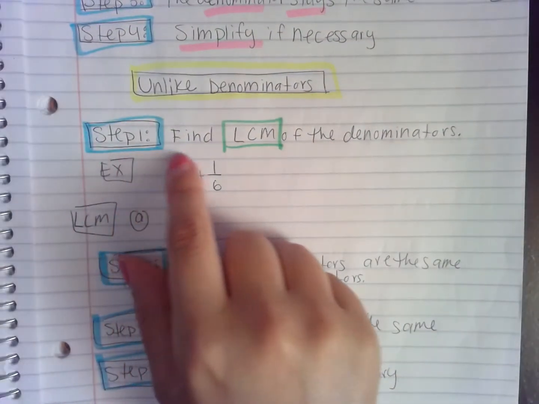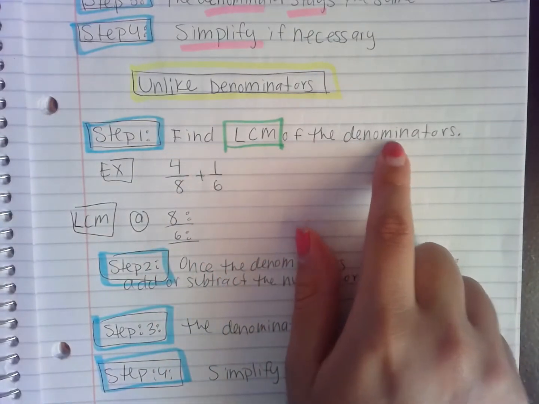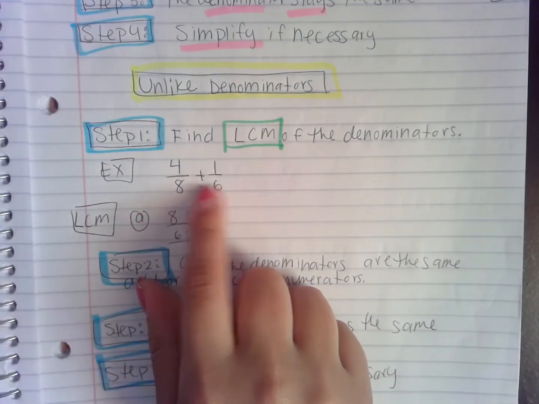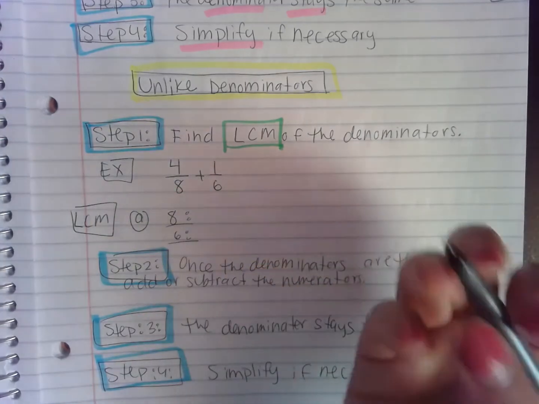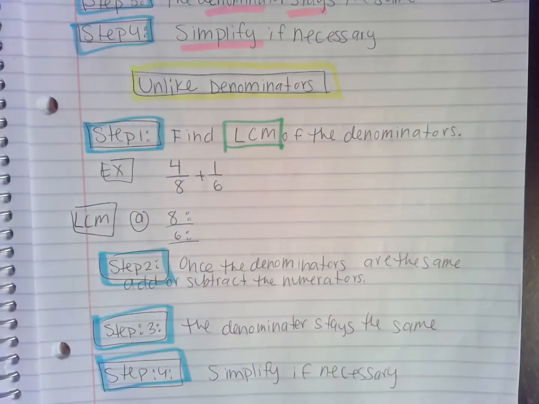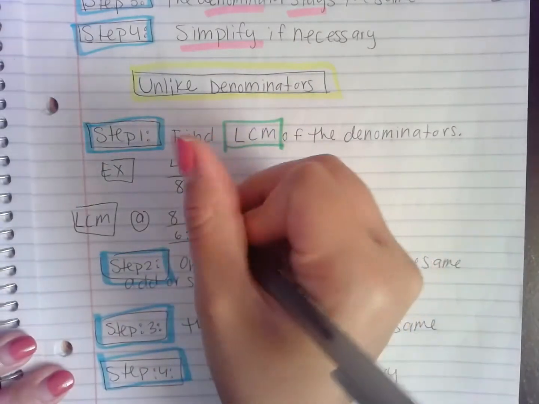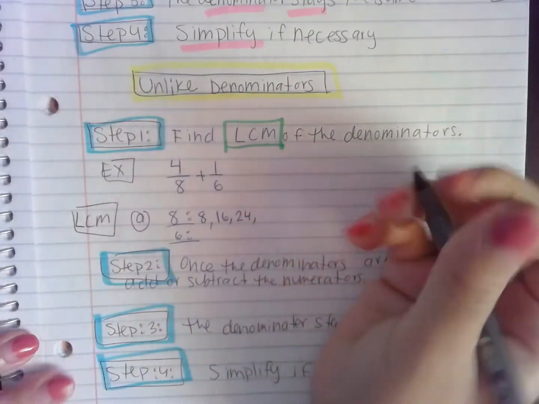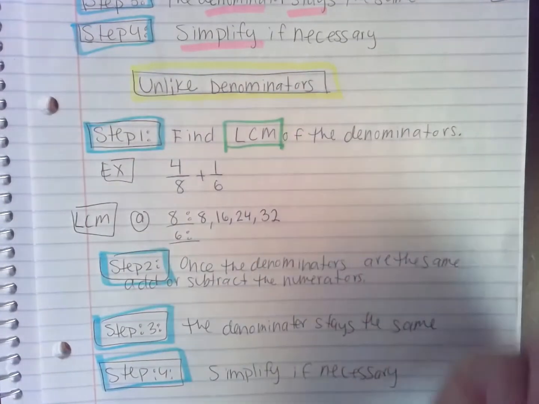For step number 1, we're going to find the lowest common multiple of the denominators. Remember that in order for us to actually do anything with these fractions, we need to have common denominators. To find common denominators, we need to find the common multiple, or the least common multiple. So what I'm going to do is write out all the multiples of 8 and 6. I'm going to start with 8. 8 times 1 gives me 8. 8 times 2 will give me 16. 8 times 3 will give me 24. And 8 times 4 will give me 32.